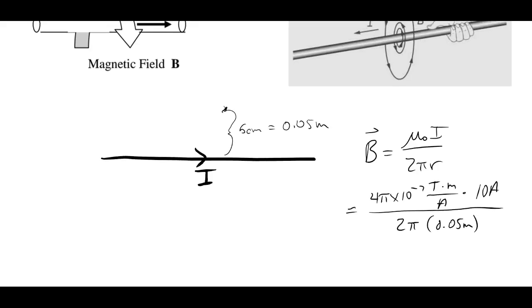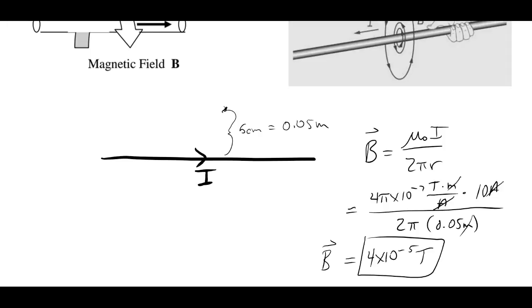Okay, and so if I plug that in my calculator, I'll get 4 times 10 to the 1, 2, 3, 4, 5, negative 5. And then take a look. Meter and meter cancels, amps and amps cancel. And so I get 4 times 10 to the negative 5th Tesla. So that's the magnitude of my field. So that's 4 times 10 to the negative 5th Teslas at that spot. Now we got to determine the direction.